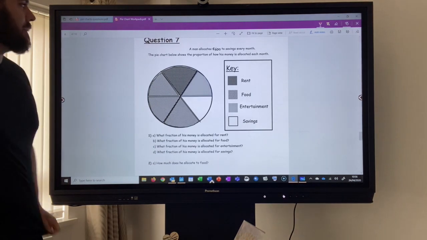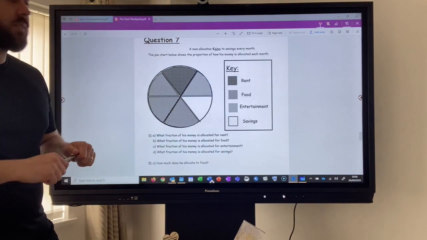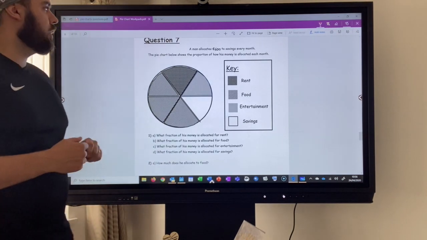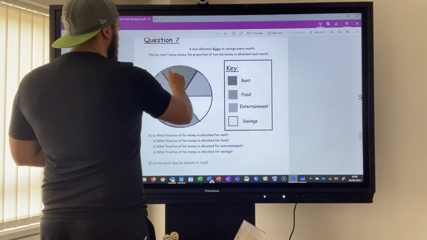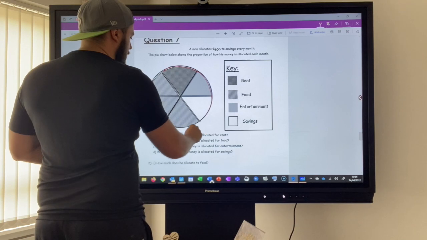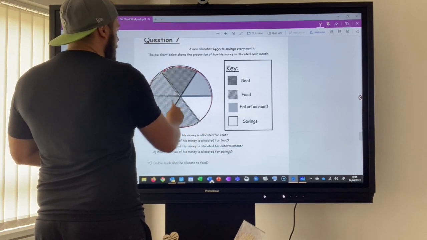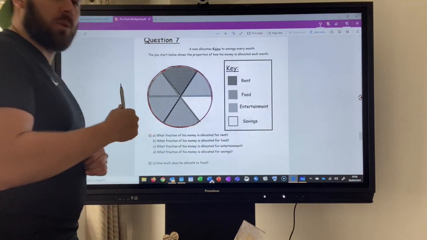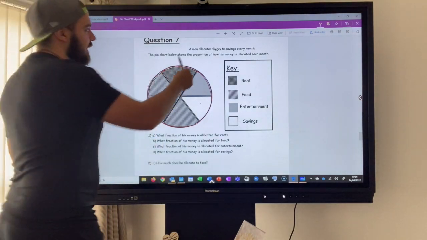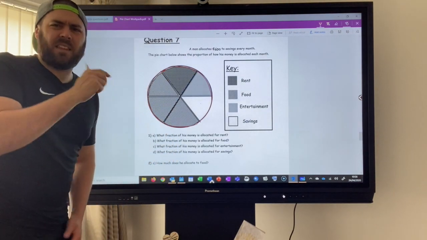Question 7. A man allocates £600 to savings each month. The chart below shows the proportion of how his money is allocated each month. So the entire chart is worth £600. And we've got 1, 2, 3, 4, 5, 6 pieces. So to work out how many each piece is worth, we divide £600 by 6, which is quite easy actually.